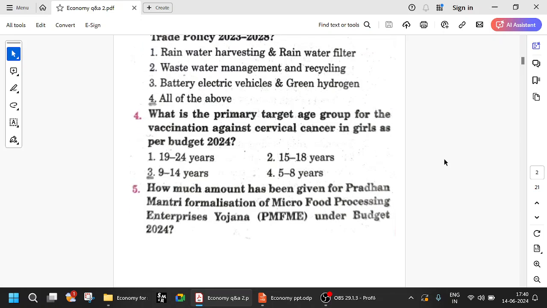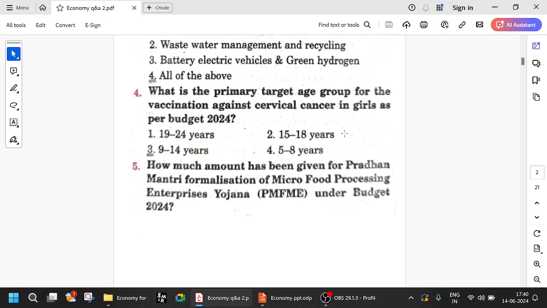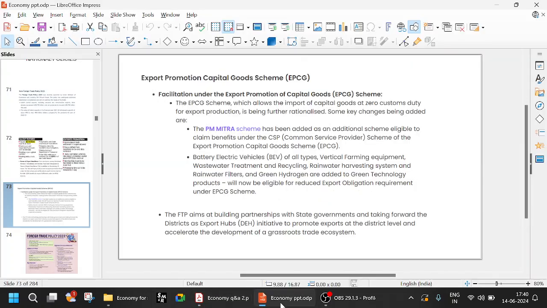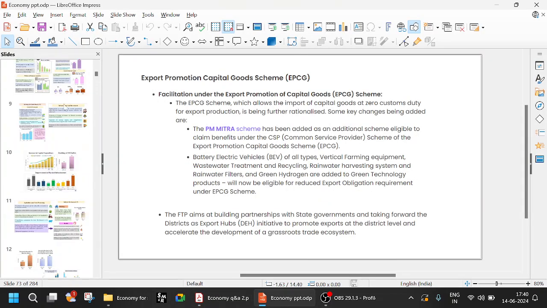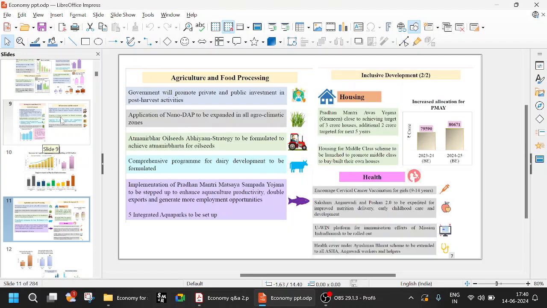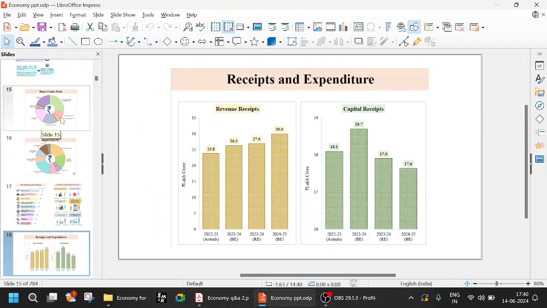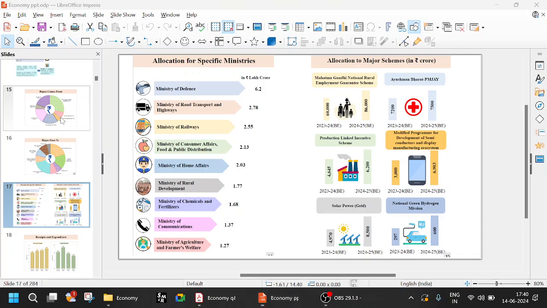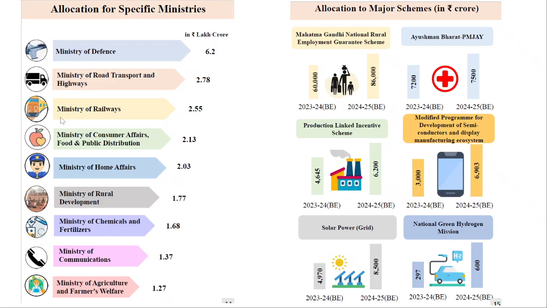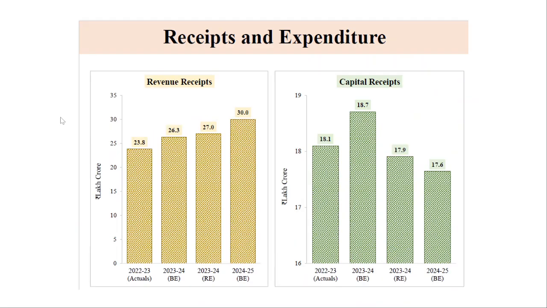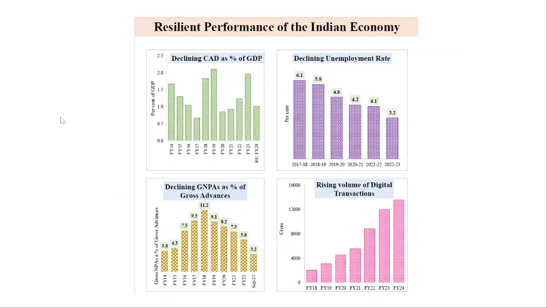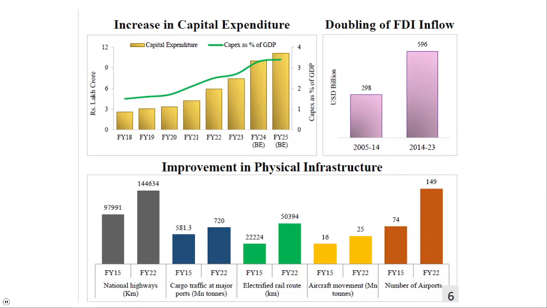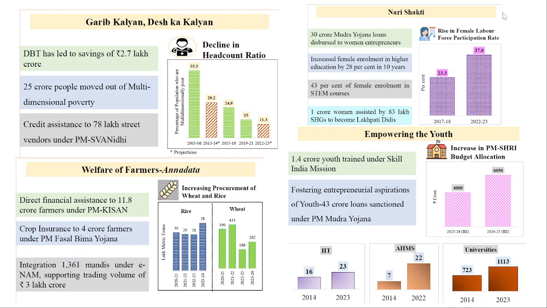So, what is the primary target age group for the vaccination against cervical cancer in girls as per Budget 2024? So, girls, cervical cancer, Budget 2024. Now let us go to the budget. There is one thing first regarding women, called Nari Shakti. Try to remember that 30 crore Mudra loans have been given to women entrepreneurs. Roughly 30 crore Mudra loans.